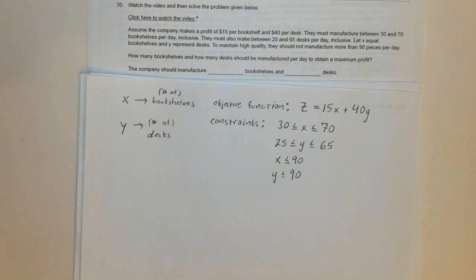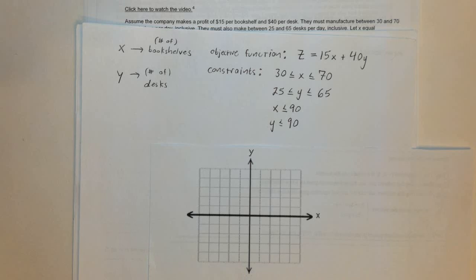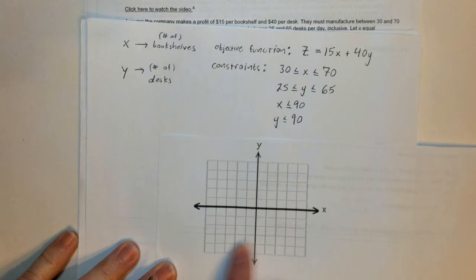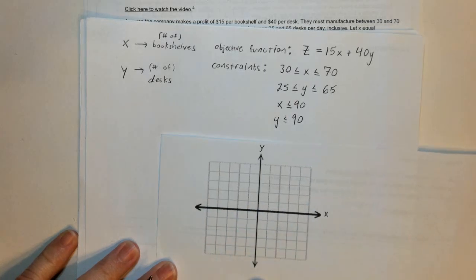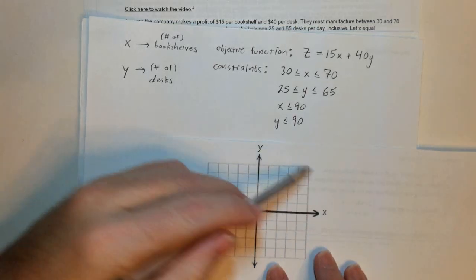So here's a standard piece of graph paper. But let's be real. If we're talking about the number of desks, well, you can't have a negative number of desks. We can't have negative desks or bookshelves. So I only need the first quadrant. So I really am only looking at this first quadrant.